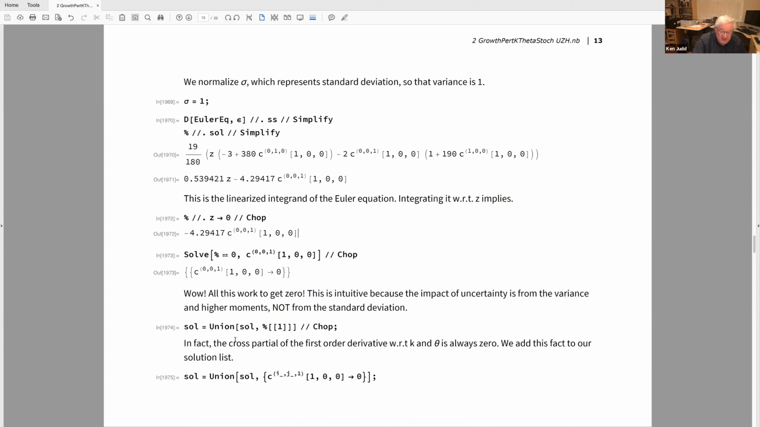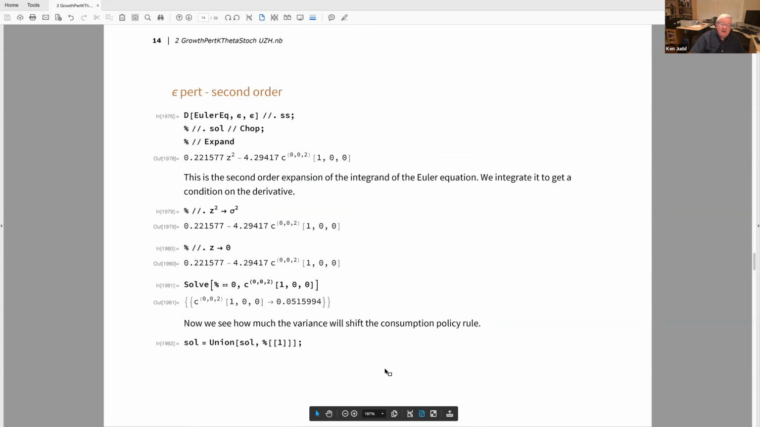So now, by the way, the fact is that all of the cross partials of C with respect to K and theta, when the first derivative with respect to epsilon is going to be 0, so we just plug all that information in here. Now we're going to take the second order derivative with respect to epsilon, plug in all the solutions, and now then we end up with this being the equation for the second derivative with respect to epsilon at the steady state.